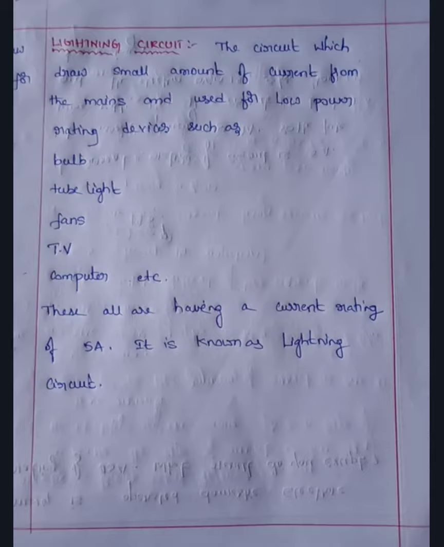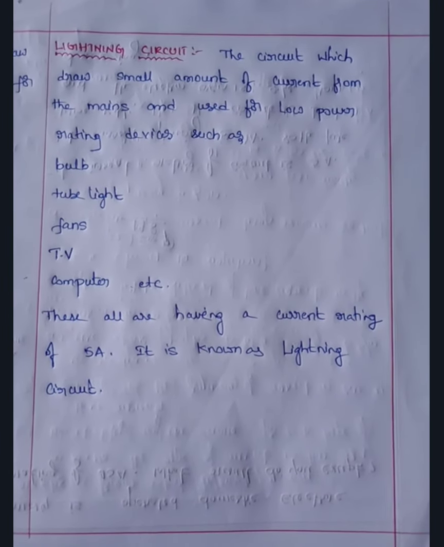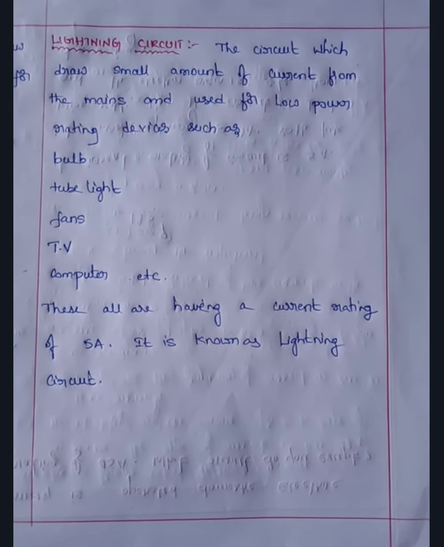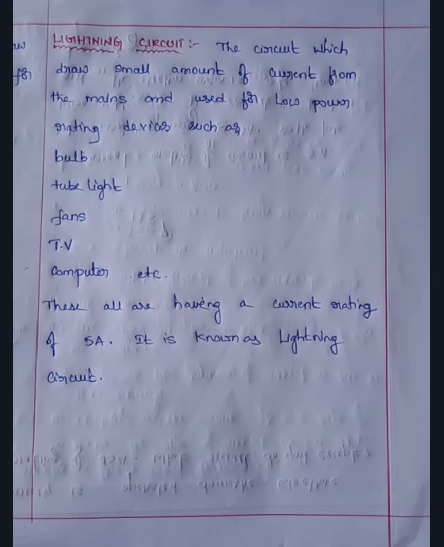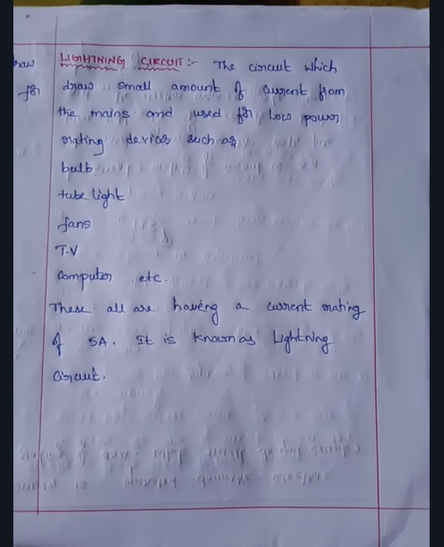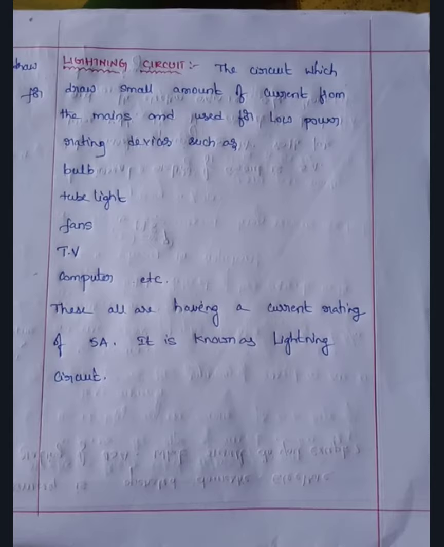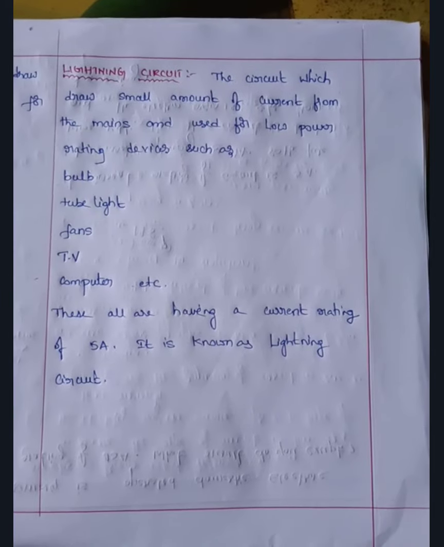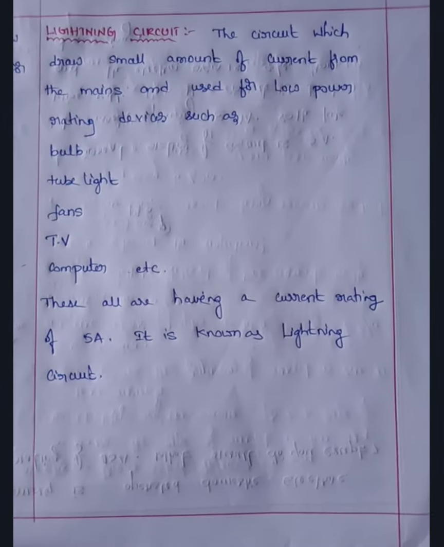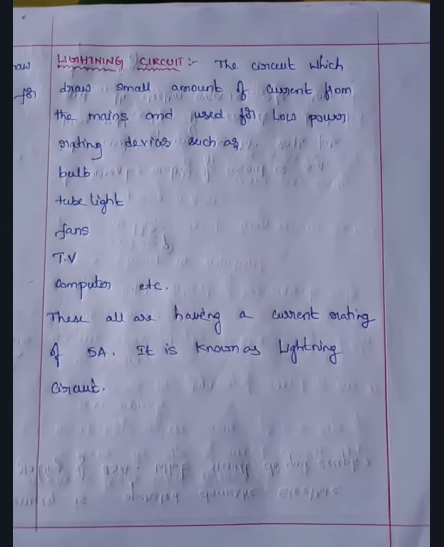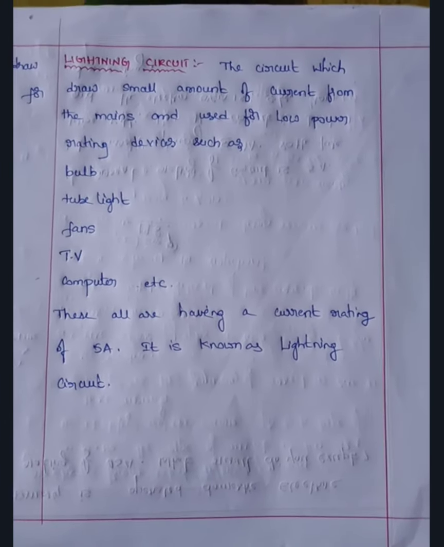Now the lighting circuit is the circuit which draws a small amount of current from the mains and is used for low power rating devices such as bulbs, tube lights, fans, TV, computers, etc. Small things like iron boxes, all these use a 5 ampere circuit. These have a current rating of 5 amperes. It is known as a lighting circuit.